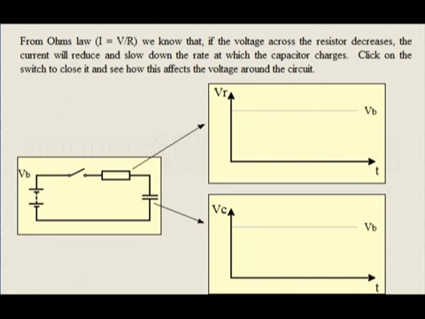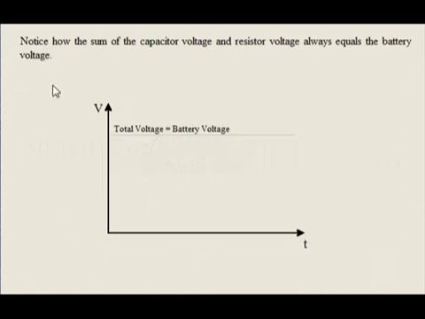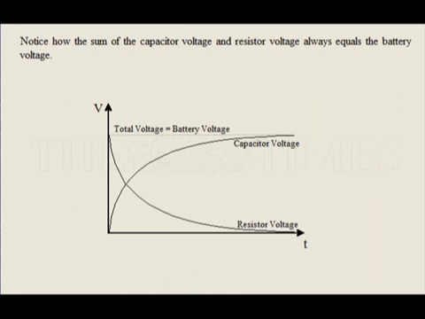From Ohm's law, I equals V divided by R, we know that if the voltage across the resistor decreases, the current will reduce and slow down the rate at which the capacitor charges. Click on the switch to close it and see how this affects the voltage around the circuit. Notice how the sum of the capacitor voltage and resistor voltage always equals the battery voltage.